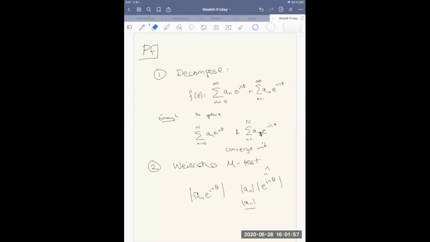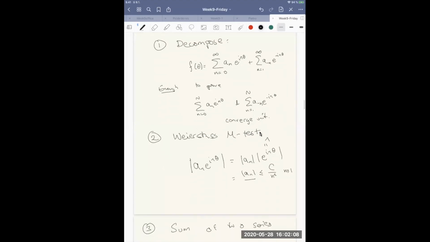Actually, it's worth remarking that these are just equalities. So this now, by assumption, is less than C over n squared, at least when n is bigger than or equal to 1. And how we can use that is that we can set this as M_n and apply the Weierstrass M test. So the Weierstrass M test implies that the first series converges. And similarly, the second series converges.